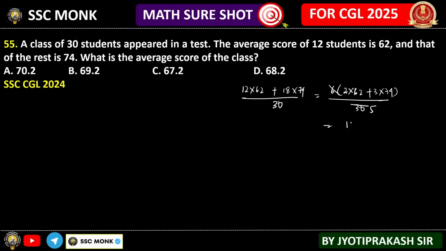2 into 62 is equal to 124. 74 into 3 is equal to 222, divided by 5. Sir, 2 4s are 6, 2 2 4, 2 1 3, divided by 5. 5 6 are 30, 4 5, 5 9s are 45, 1 5 2s are 10. So 69.2 is the average score of the class.